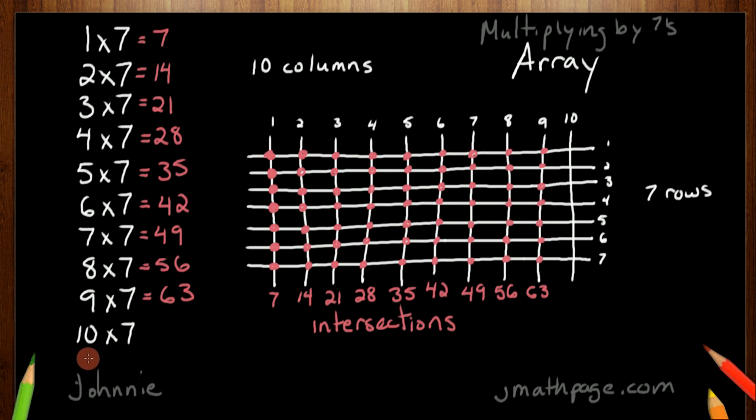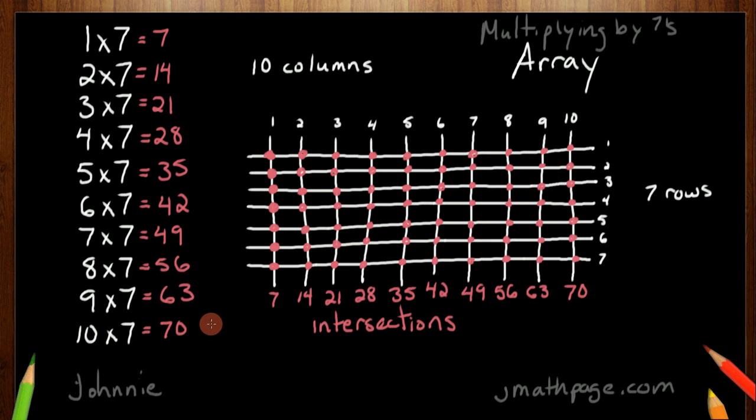Oh, the last one should be pretty easy. 10 columns, 7 rows. Here's our 10th column. Let's add our intersections. Alright, we had 63, now we have to add on the 7 more. 63, 64, 65, 66, 67, 68, 69, 70. You probably knew that. So 10 times 7, or 10 columns of 7 rows, takes us to 70.